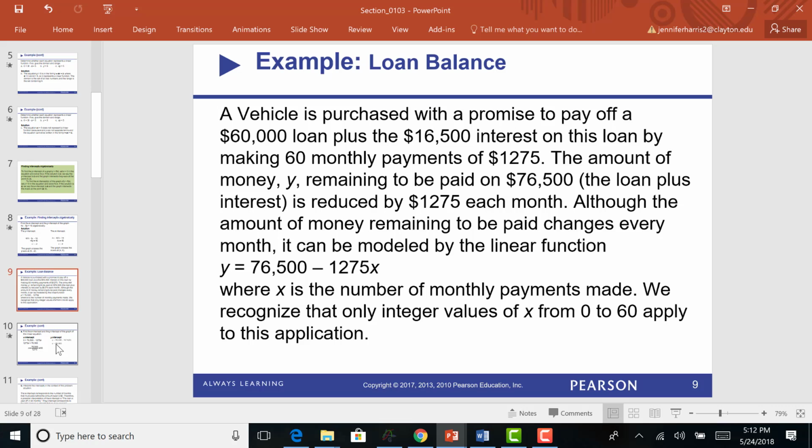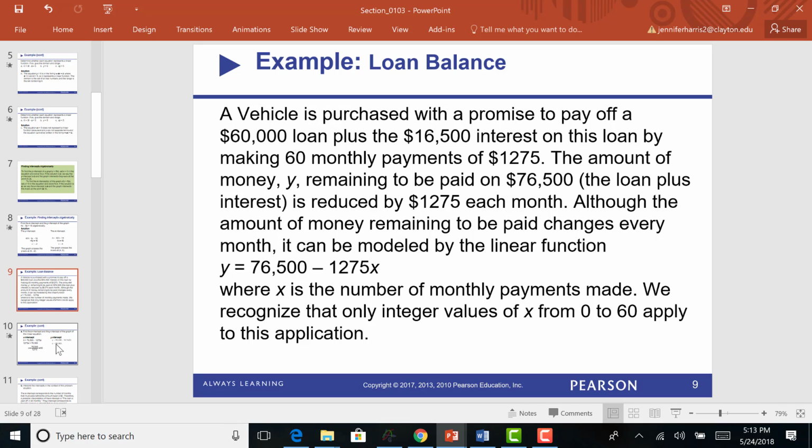All right, so we recognize that only integer values for X are going to be 0 to 60. Why is X only going to be 0 to 60? Because it's only 60 months. So X is my input, right? Input is months, and how many months did we say we're going to pay this off? 60. So X is going to be 0 to 60.